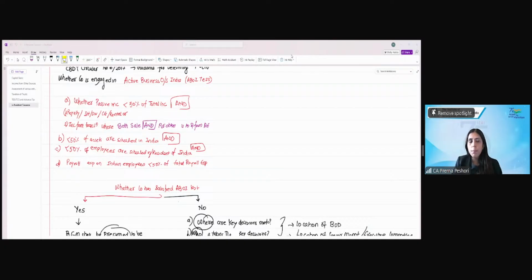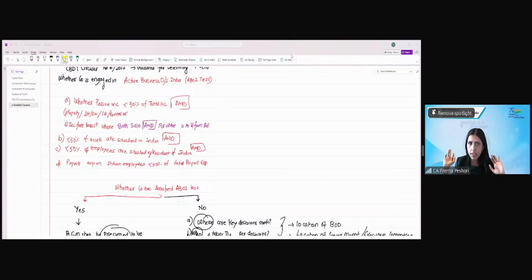Correct. So passive income generally means other than the active income. If my active income is manufacturing, whatever else that I'm earning is passive income. Let's say, for example, I am into auditing, that's my active income. The interest, the dividend that I earn from shares, the capital gain, that I earn is passive income. It is something like ancillary income. Correct. Whatever other income is not from my ordinary course of business is passive income.